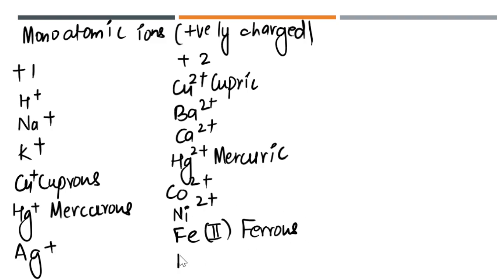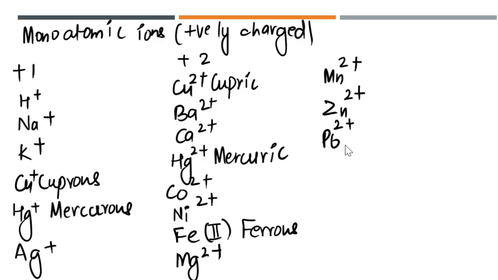Right? Then you have magnesium, manganese, zinc, lead. Now Pb also has 2 charges, so the lesser one is going to be plumbous.